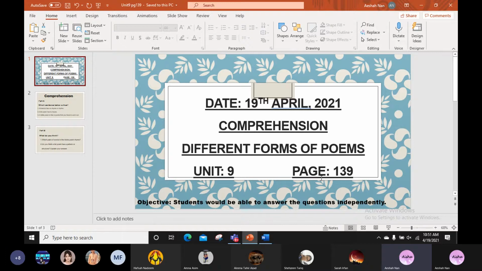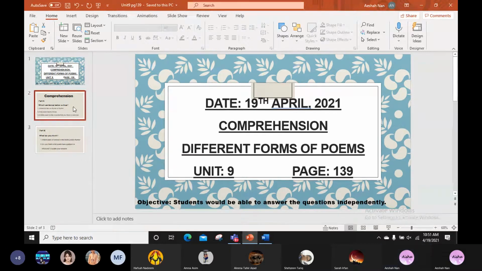Limerick is a funny rhyming poem of five lines. How many lines? Five lines, okay. Then what about a riddle? What is a riddle, girls? A puzzle set out as a poem. It's a puzzle made into a poem, okay? And then you have to work out the answer, all right? Yes, girls? Any confusion?